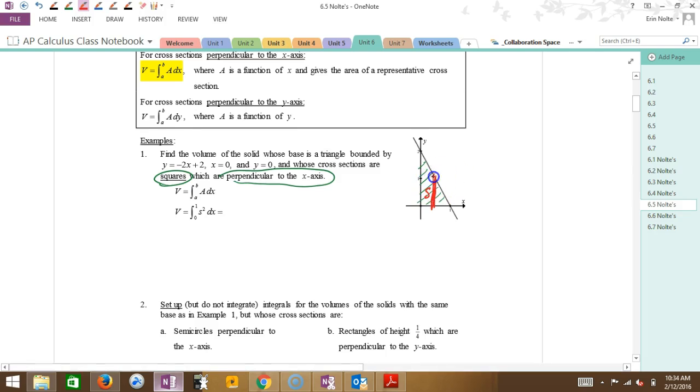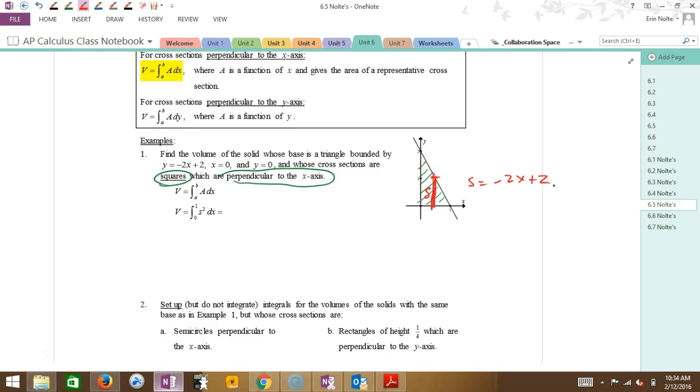What is this height right here? How would I find it? Okay, yeah, you plug it in wherever it is on that y equation. So the S on this example is -2x plus 2, depending on where our slice is. We're just going to use that equation because we can move that slice anywhere.